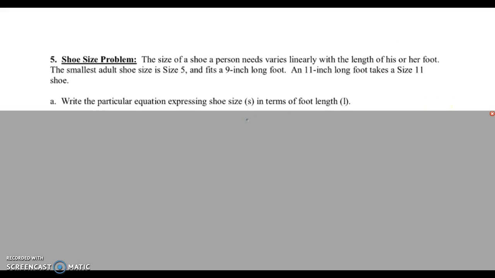Now remember the previous problem, we were given 2 points and we were asked to find the equation, so you can do the same thing here. Take a moment to pause the video and then I will show you how to do it.